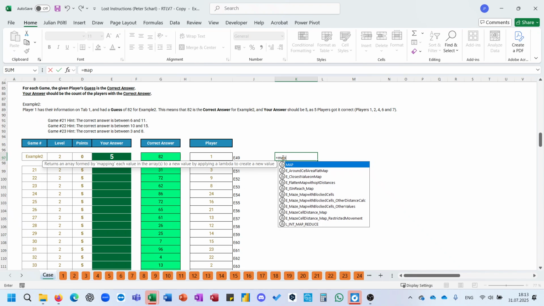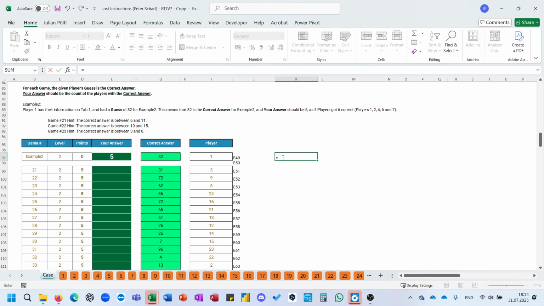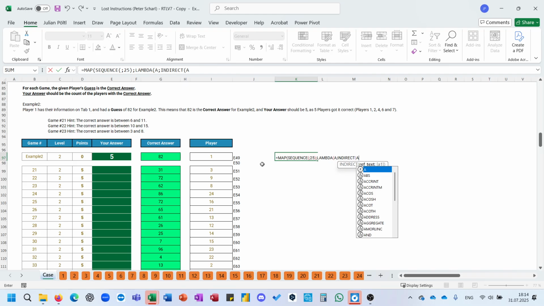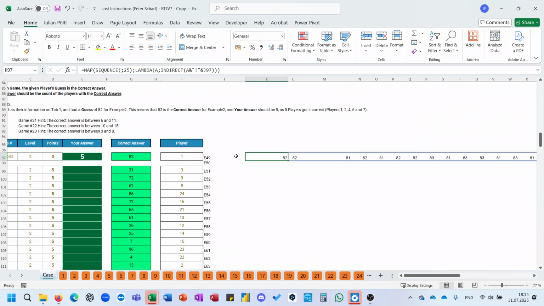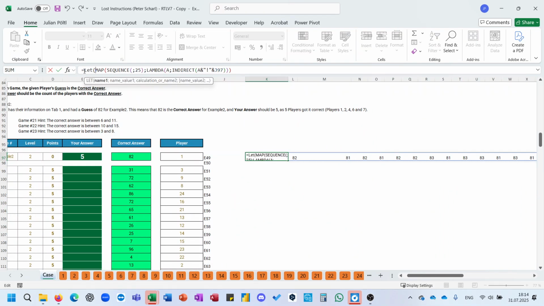And because the INDIRECT function cannot spill, and I have an INDIRECT lambda, easy INDIRECT, but only for spilling cells, not for spilling sheet names, I map this in. I map the sequence of 25 because I have 25 players, and therefore 25 sheets. INDIRECT A and expression sign and this sign here. Now I get all the answers from all the players. And now let's name this R for results.